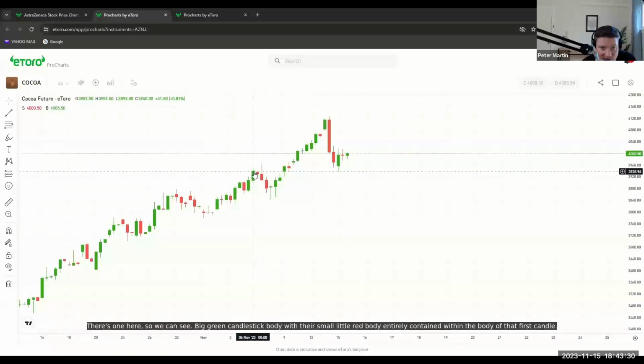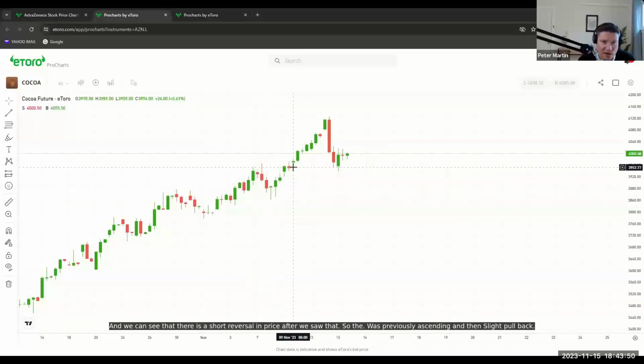There's one here, so we can see a big green candlestick body with a small red body entirely contained within the body of that first candle. And we can see that there is a short reversal in price after that. The price was previously ascending and then a slight pullback.